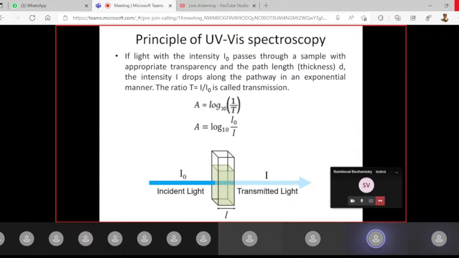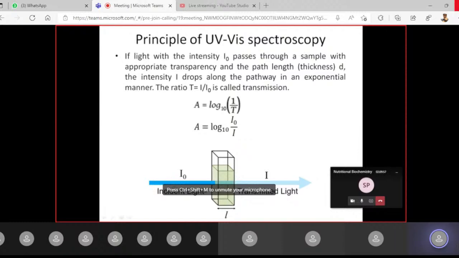What is happening? Light is getting absorbed by the molecules. So the intensity of the light is decreased.